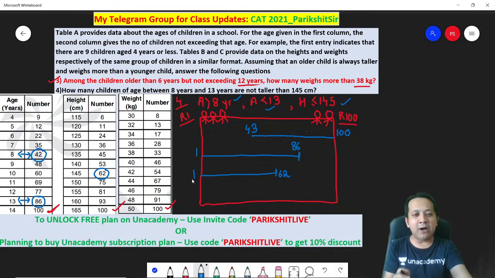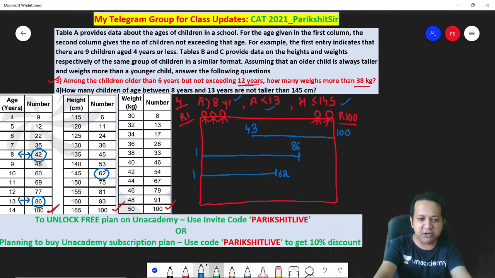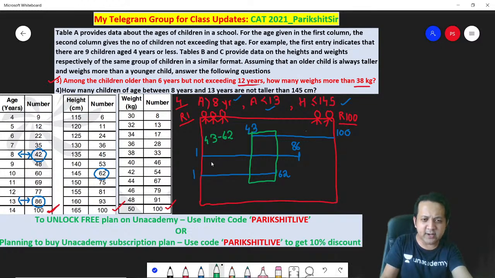Fine. Now they are asking, give me the count of children who satisfy all the three conditions. Obviously, it will be this count, 43 to 62. How many? Total, what is the count? 43 to 62 is 20. Right? The answer for the fourth one is 20.